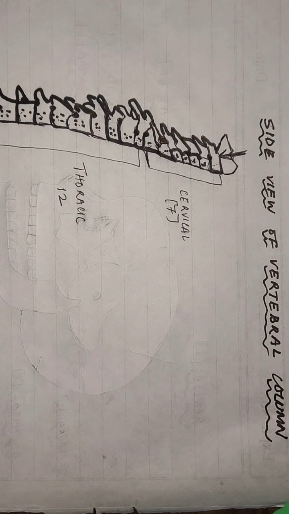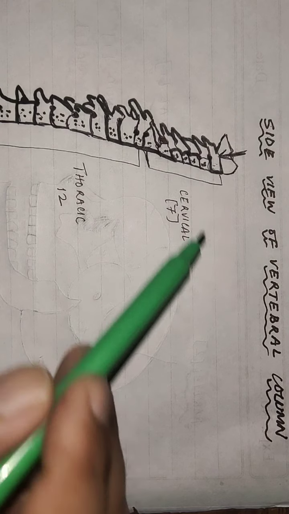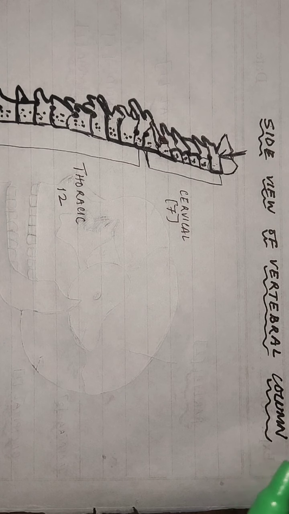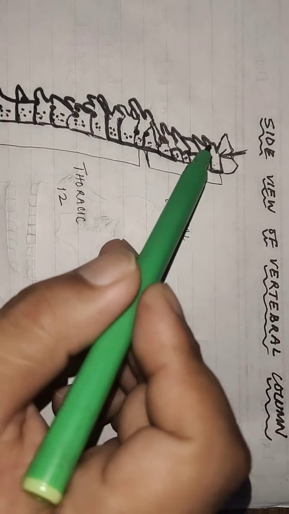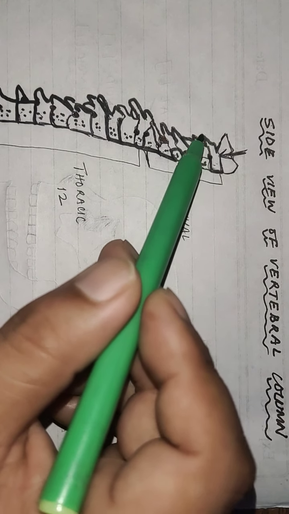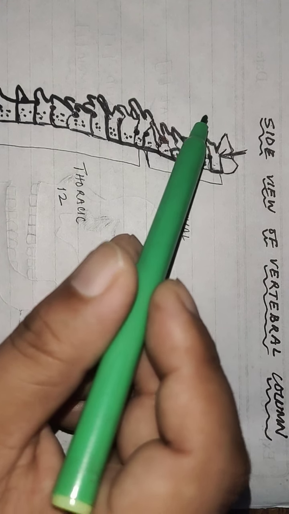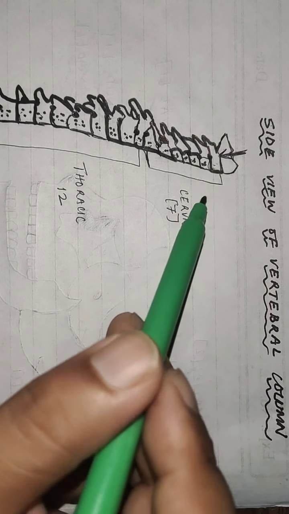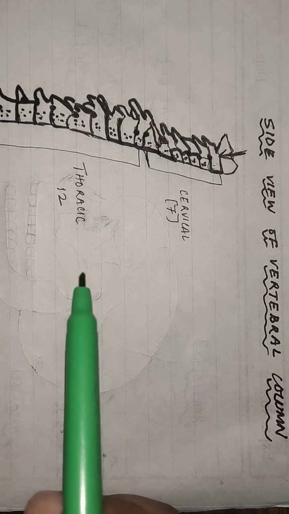Good morning. In the previous class, we learned about the side view of the vertebral column. Today, we are going to take only one topic, that is the structure of a vertebra. We'll start with the individual structure of a single vertebra. The others, that is the cervical, thoracic, lumbar, and so on, we are going to learn in detail later.